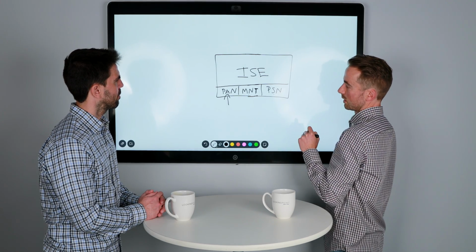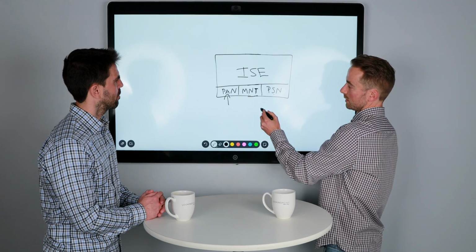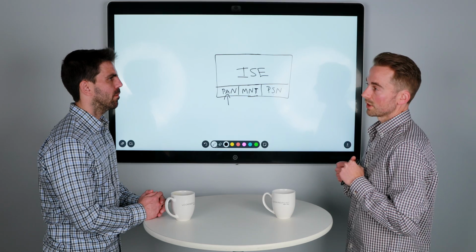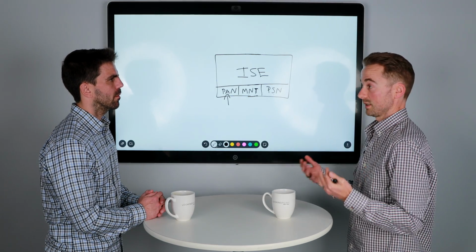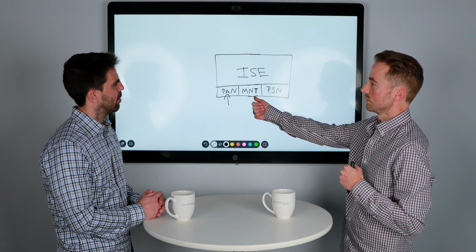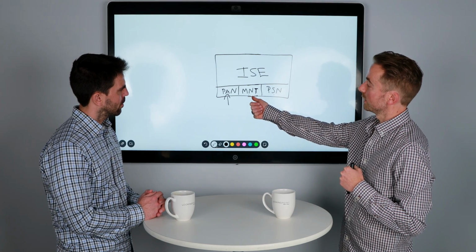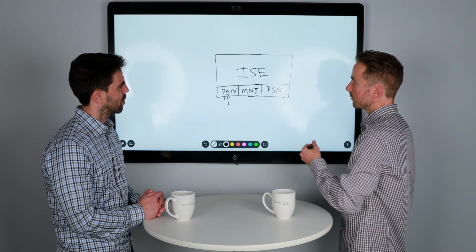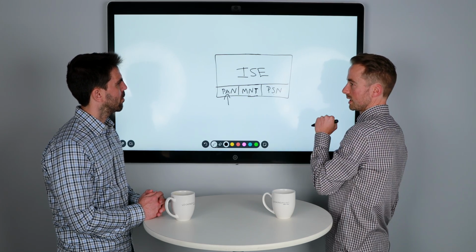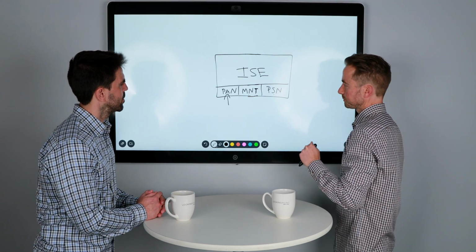ISE also has a role called monitoring and troubleshooting. This is the log collector, right? All of the authentications that get processed by ISE, everything that ISE does, results in a log that gets sent to the ISE server that's running the monitoring role. So if I'm logging into the PAN and looking through the logs, the PAN is actually pulling the logs from the MNT service running on that node.